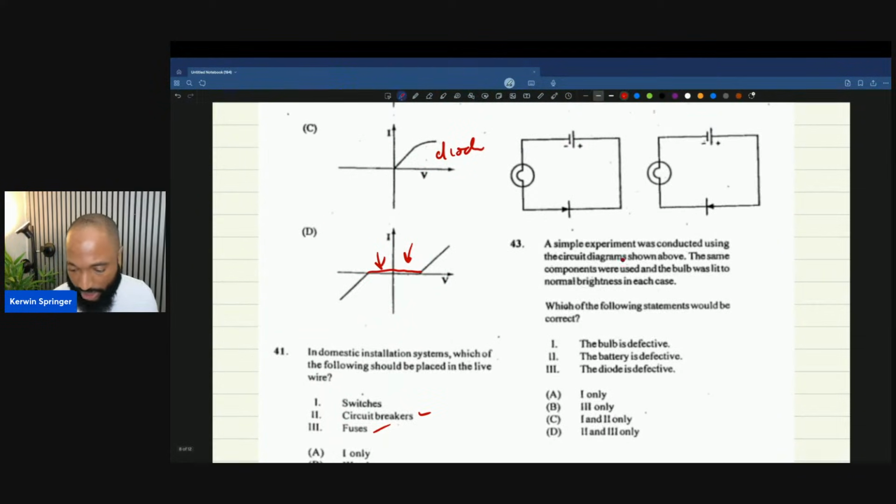A single experiment was conducted using the circuit diagram above. Oh, this question has shown some resurgence. I think which is faulty and which of the following is right. The bulb is defective, the battery is defective, the diode is defective. Which one is true? Which one is true?